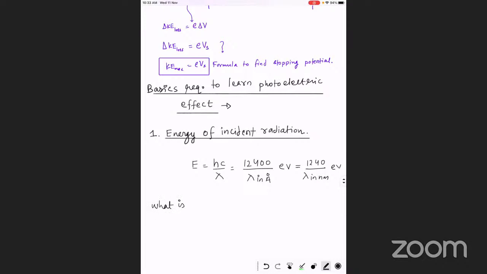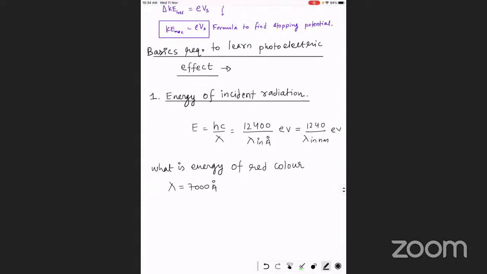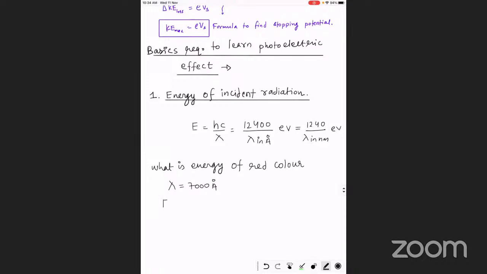What is energy of red color? Wavelength of red color is 7,000 Angstrom. E is equal to 12,400 divided by 7,000. 2020 got cancelled. 1012.4 by 7.